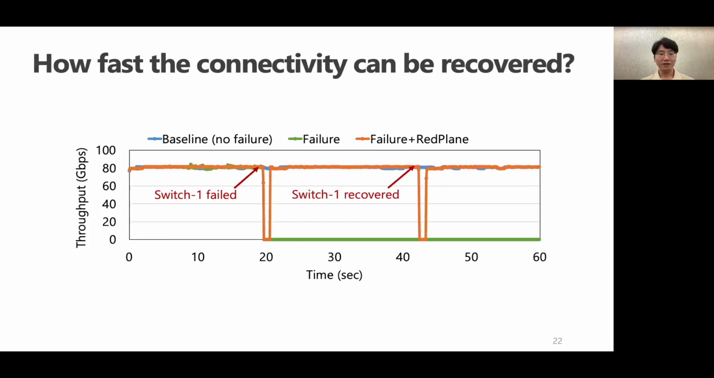In contrast, RedPlane-enabled NAT successfully maintains high throughput when the switch fails and recovers after a short disruption, which is less than a second. This recovery time is affected by both an upstream switch's failure detection and rerouting time, and RedPlane's lease period, which is configured to 1 second in this experiment.